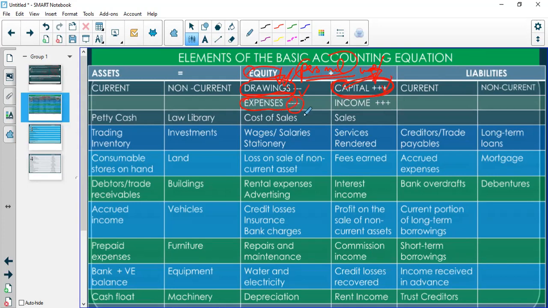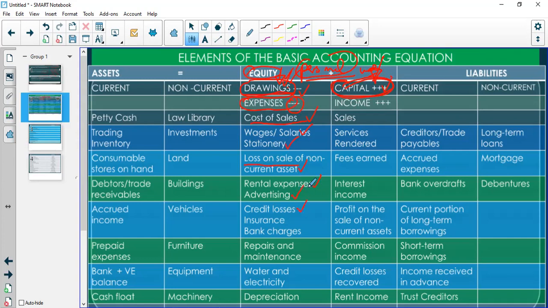Of course, you're going to buy things from suppliers. All right. So that's cost of sales. You're going to pay people, that's salaries, or you're going to use stationery. All right. Those things that you buy like staplers, like punchers, whatever it is that you use at the business. Then if you sell a non-current asset and you make a loss, then that's an expense. Rental expenses, advertising expenses, those are straightforward, right?